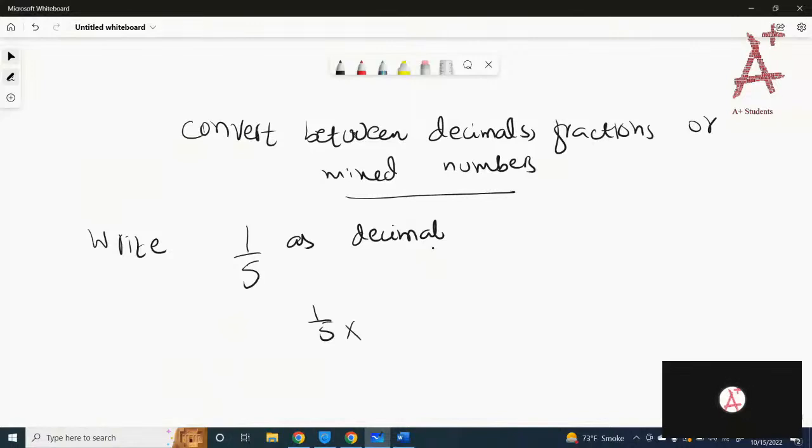So let's just multiply both the numbers by 2, because 2 times 5 is 10. So it would be 2 over 5 times 2, which is 10. Got it? So we know that 2 divided by 10 is 0.2. Got it? So it would be then 0.2. That's how you have to convert the number into decimals. Got it?